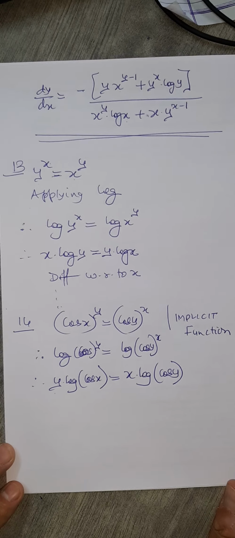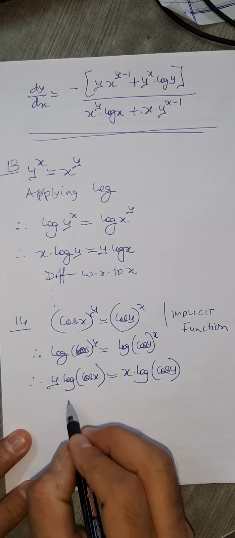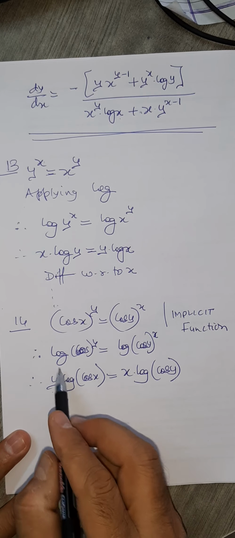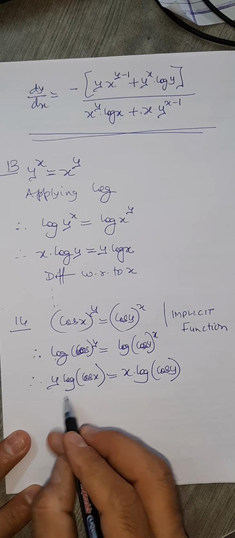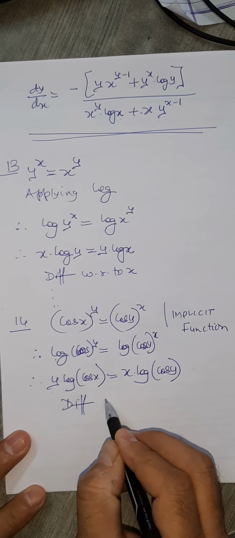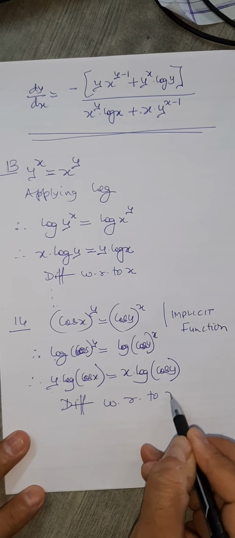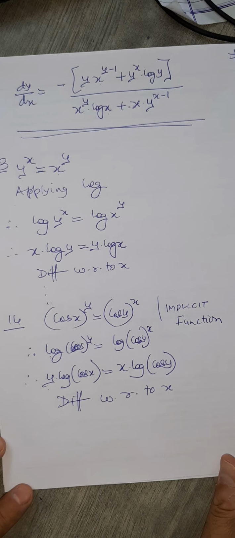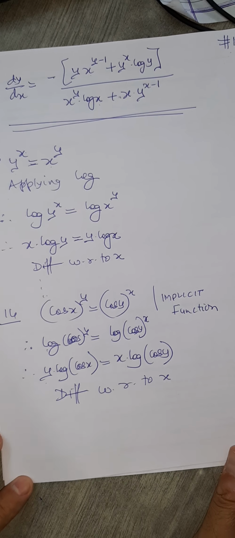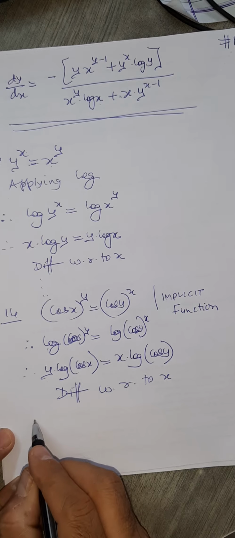I hope this is clear to you now. This is an implicit function. Up to this point we have no differentiation, just applied log and taken the product. Now differentiating with respect to x. I'll just show you one step. On both sides, LHS and RHS, product rule.